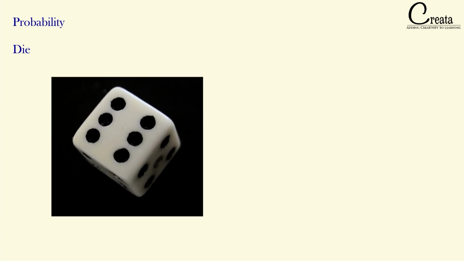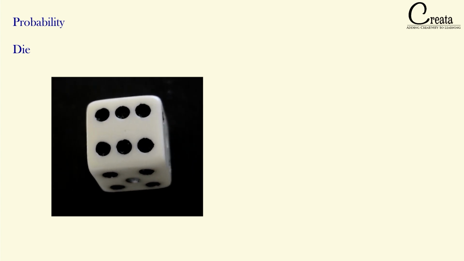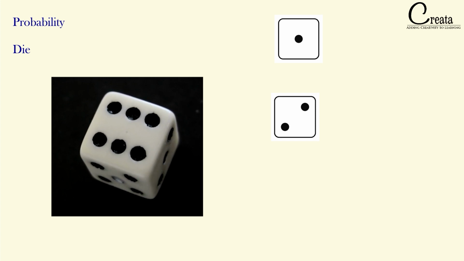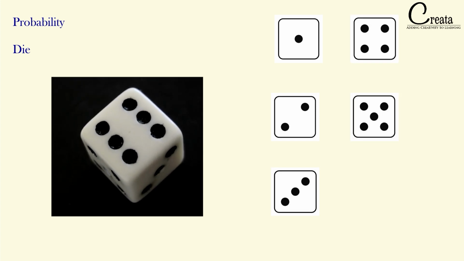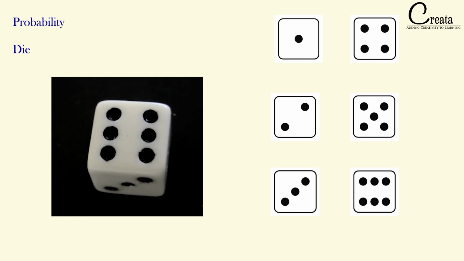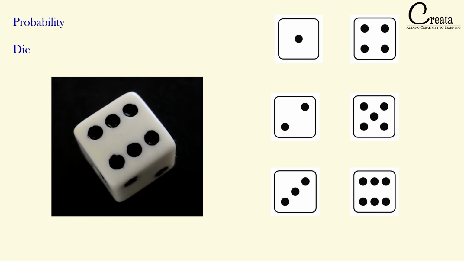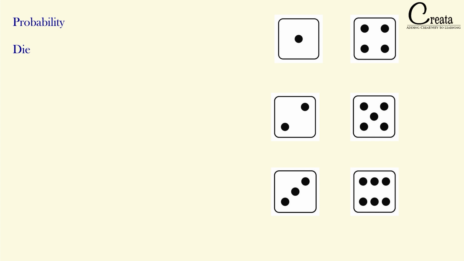Further, let's move to the next example, the die. This is also a common example. Rolling a die, we can get either 1 or 2 or 3 or 4 or 5 or 6. It means whenever we roll a die, we get any number from 1 to 6. It means it has a total of 6 events.